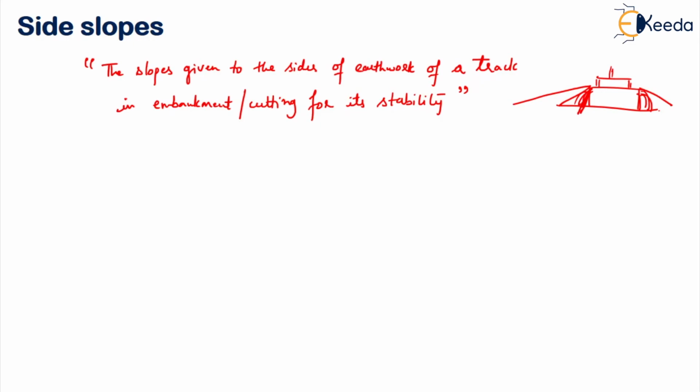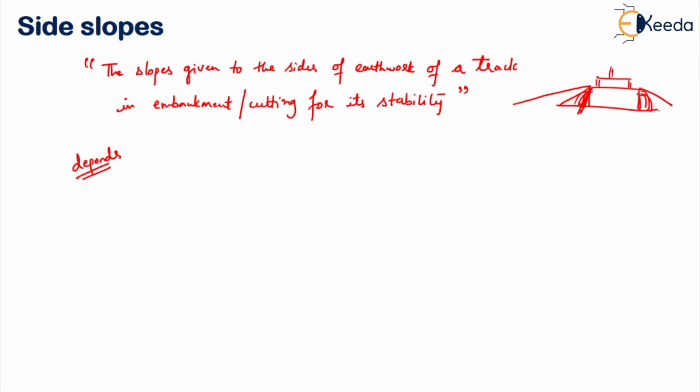So side slope will depend normally upon various conditions, like the nature of the soil we have, the climatic condition, the method of drainage we provide, and the method of protection we give against erosion and slip, also on the height of the embankment and the depth of the cutting. So on all these things your side slope will depend. So let me write one by one.